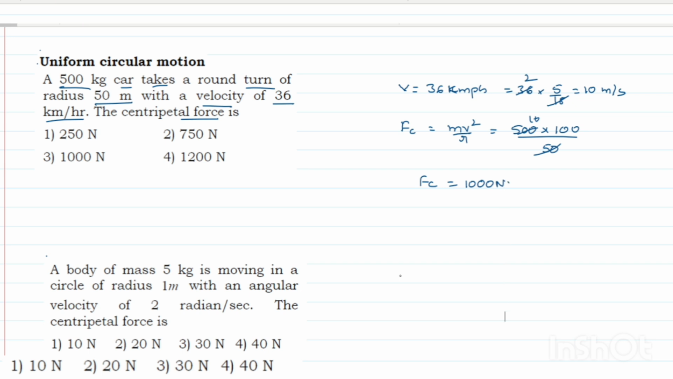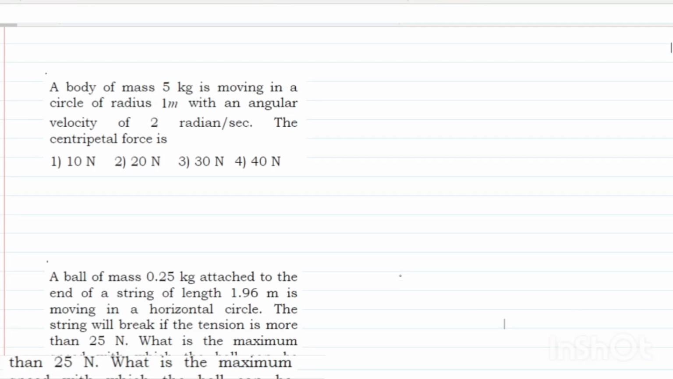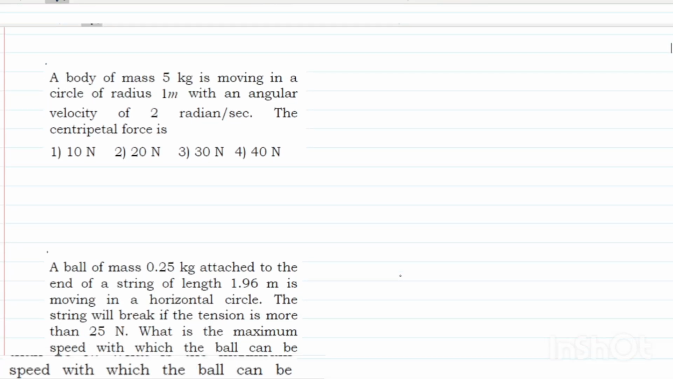The next question says a body of mass 5 kg is moving in a circle of radius 1 meter. The radius of the circle is given as 1 meter with an angular velocity of 2 radian per second. The centripetal force they are asking.